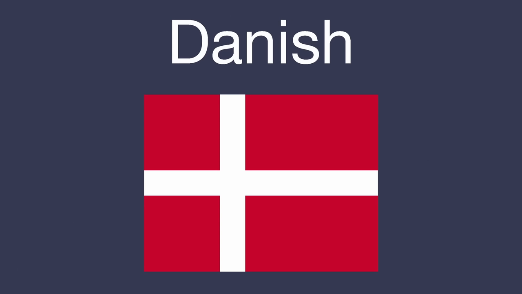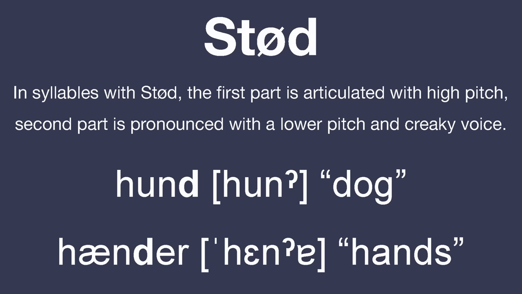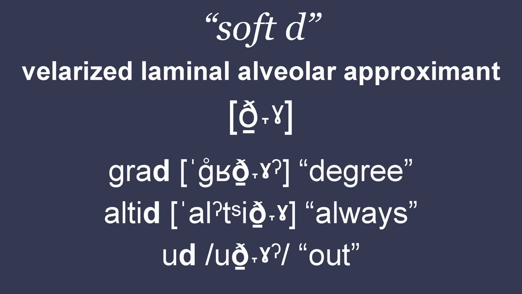Next up is Danish. The most prevalent thing about the sound of Danish is a phenomenon known as stød. In syllables with stød, the first part is articulated with high pitch, and the second part is pronounced with a lower pitch and has an added creaky voice. This tends to occur with syllables that used to have a plosive that was later dropped. Danish also has the soft D, which is a nice way of saying the velarized laminal alveolar approximant.